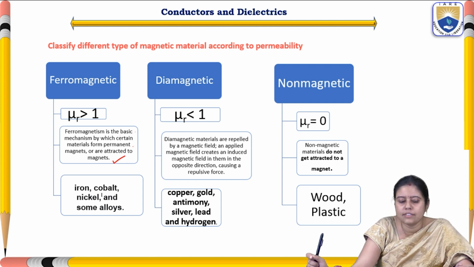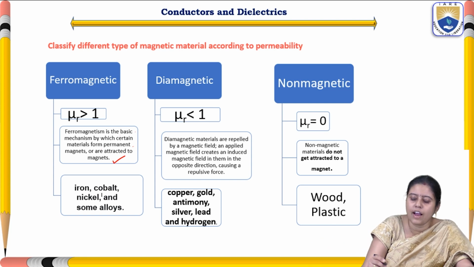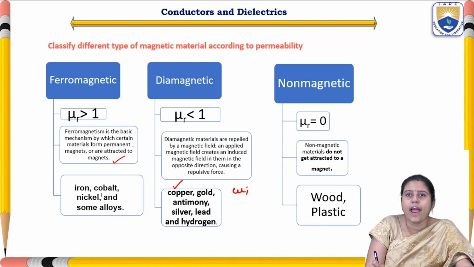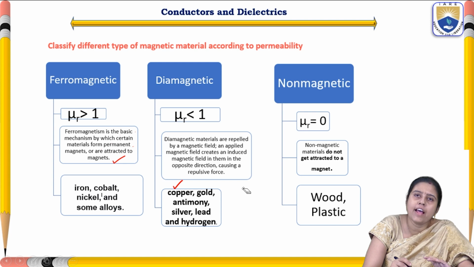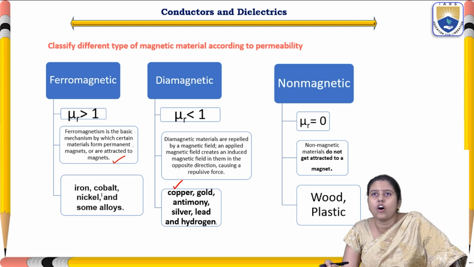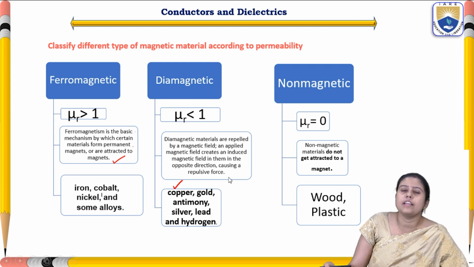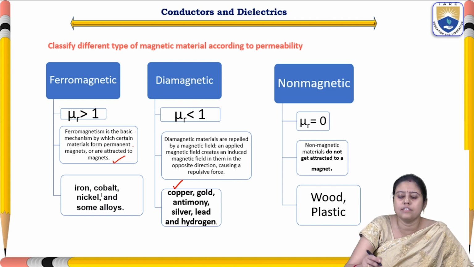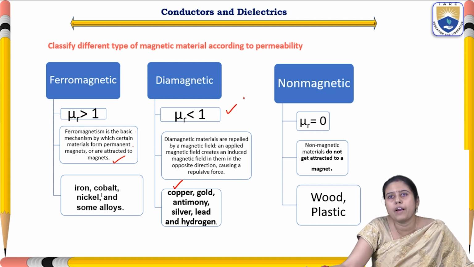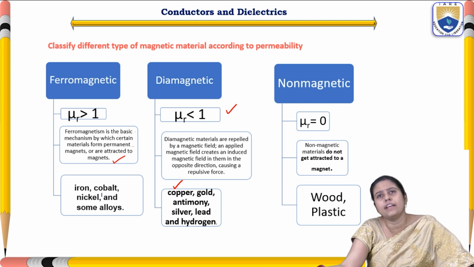So what are the examples of the diamagnetic material? The diamagnetic materials are copper, gold, antimony, silver, lead, and hydrogen. As we can understand, the induced field is in the opposite direction. The relative permeability is always less than 1. So it has a very low relative permeability value.